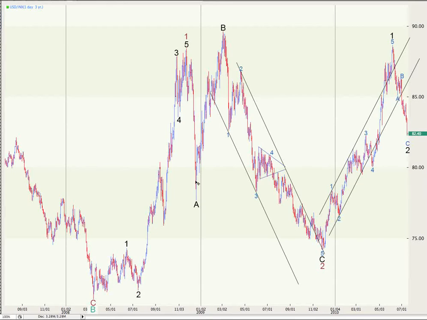This too was an expanded flat correction, ABC. Likewise, at cycle degree, we're in an expanded flat correction. We should be expecting a long, strong C wave that is most likely to be 1.618 the length of A, which would see the dollar rise up to 141.08 when this whole five-wave structure at cycle degree is finally over.